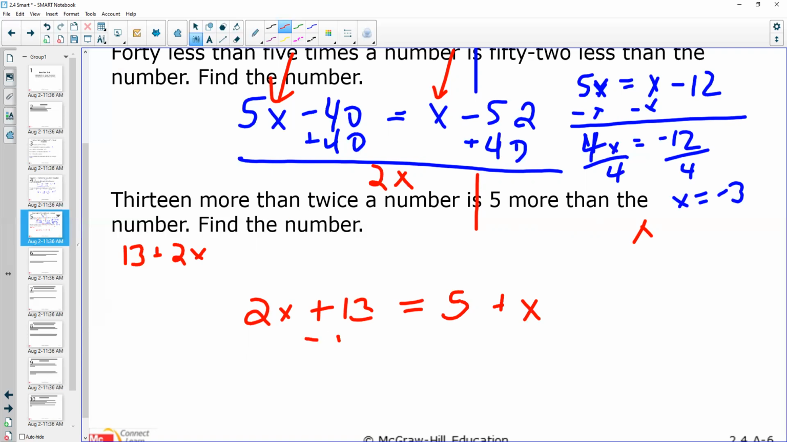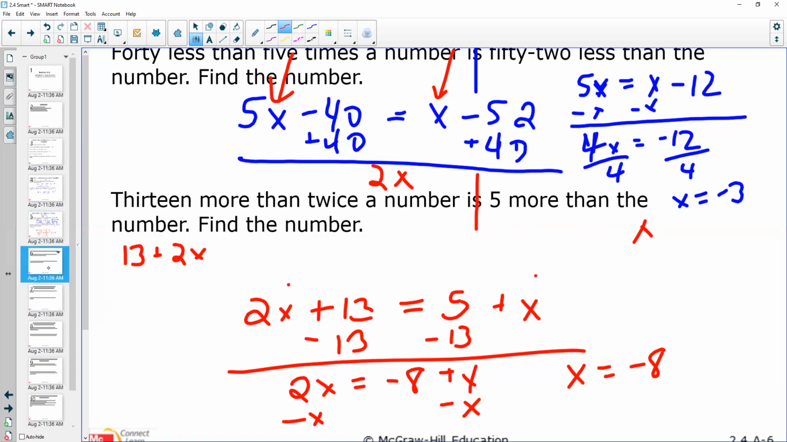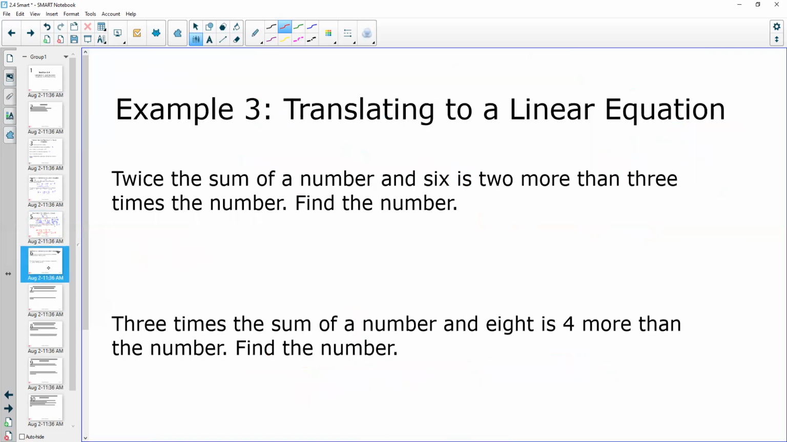So now I'm just going to combine stuff. I'm going to move the 13 to the other side. So I get 2x equals negative 8, right? Plus x, and I'm going to subtract x from both sides. So I'm going to get x equals negative 8. And then you can check, go replace negative 8 in where you see x and see if it works. All right, you try these two.